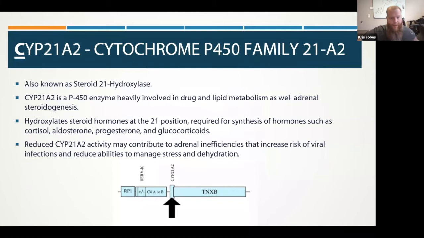I wrote down here, reduced CYP21A2 contributes to adrenal inefficiencies, which is going to increase risk of possible viral infections and reduce your ability to manage the stress or dehydration that could be a response to an infection, especially something like COVID, where we see a lot of blood coagulation issues. Dehydration could play a major role in those.